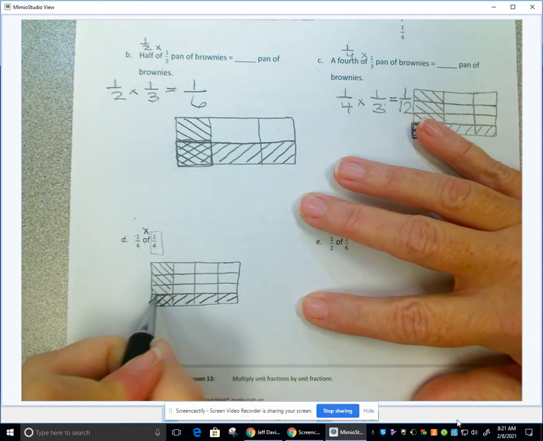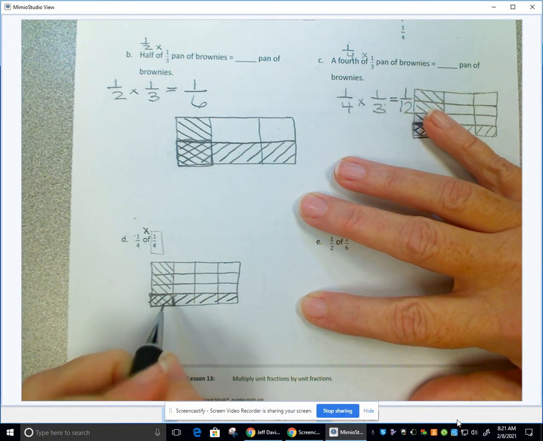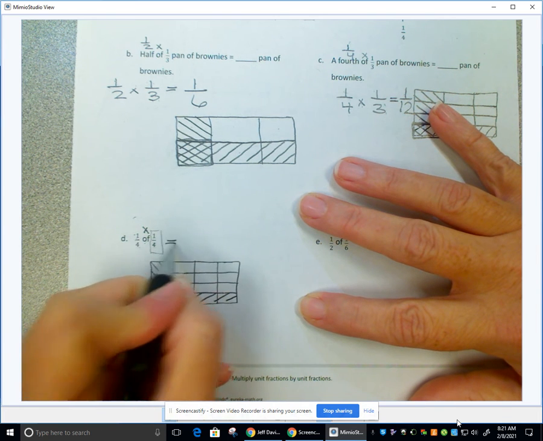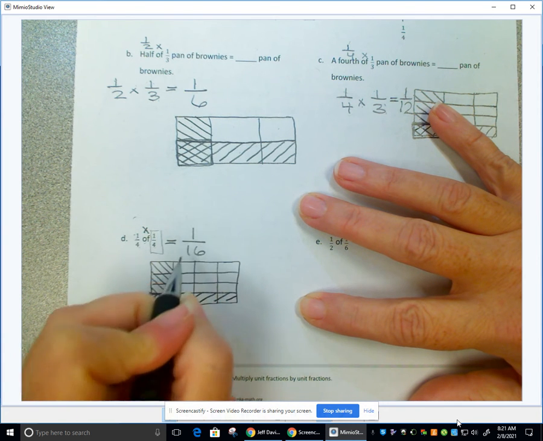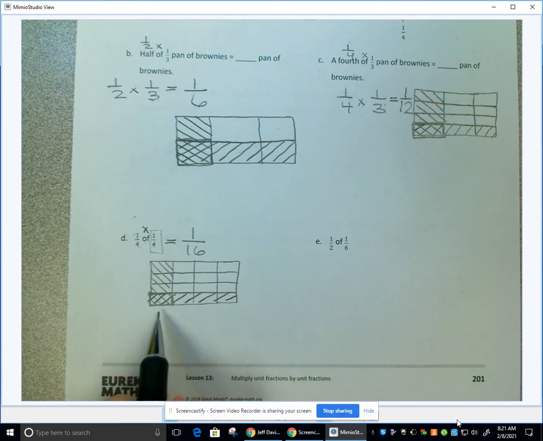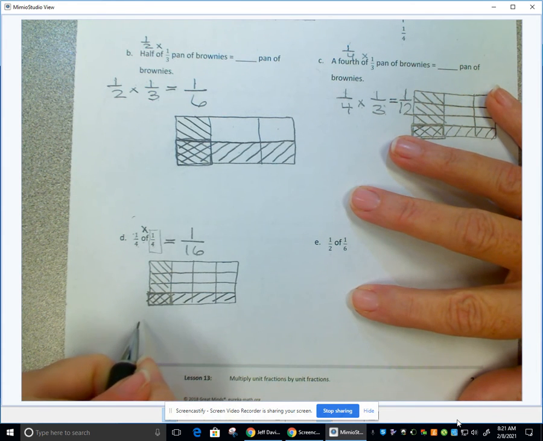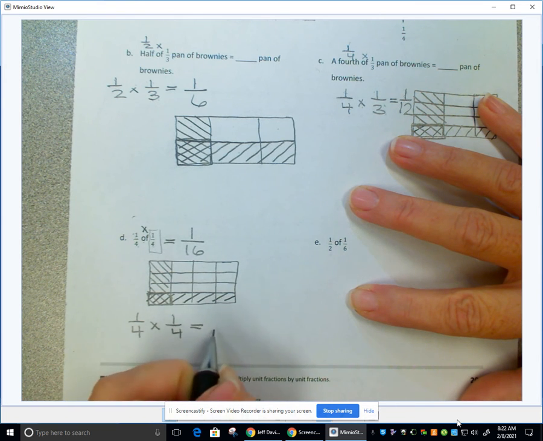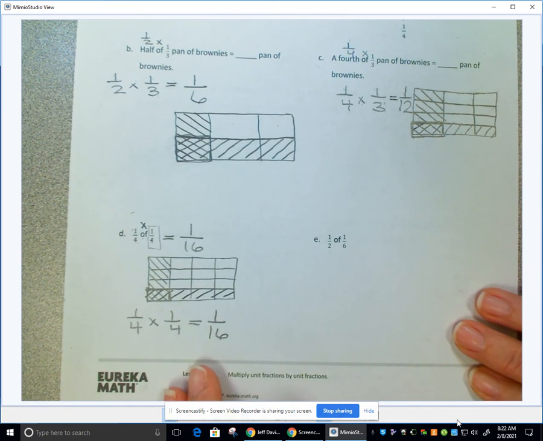And you can see right here, my answer is the one section out of how many? There's 16. So one section out of 16 got both patterns. So to write my multiplication sentence, 1/4 times 1/4 equals 1/16. All right.